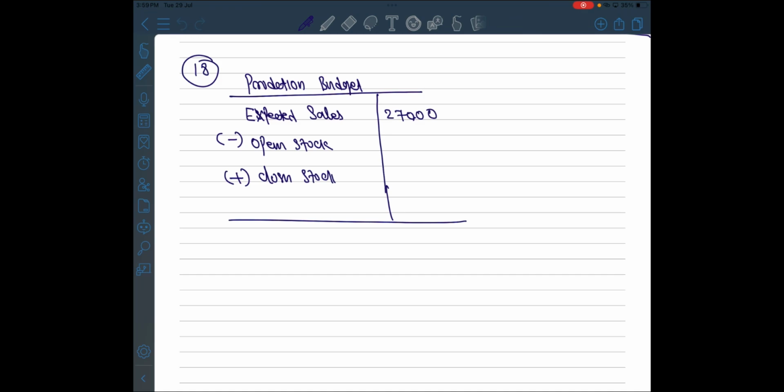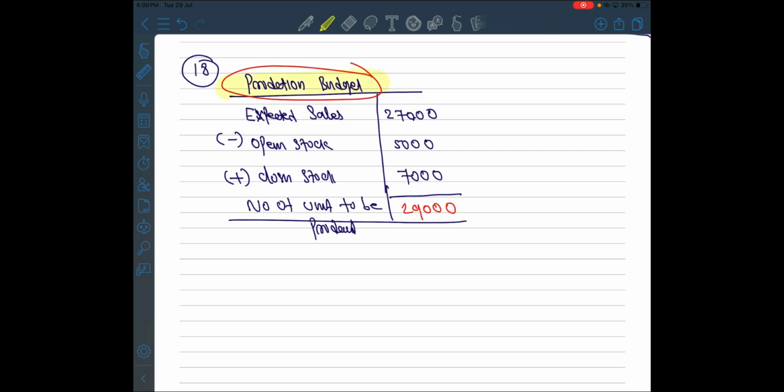Opening stock is 5,000. Closing stock is 7,000. So we will get the number of units to be produced. How much? 29,000. Okay, so we prepared the production budget. What is the equation? Expected sales minus opening stock plus closing stock. So we will get that 29,000. Simple.